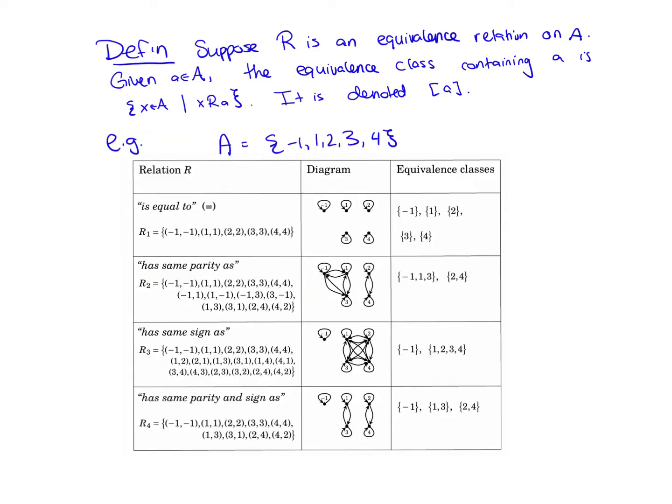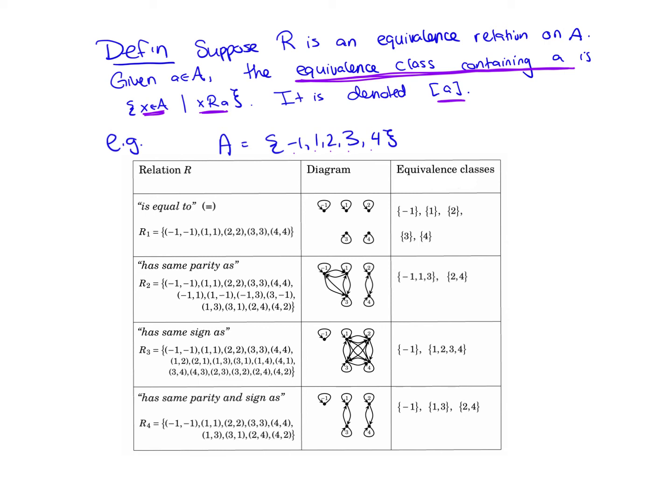So again, if I have an R, which is now an equivalence relation, not just any old relation, then if you have an a in the original set, the equivalence class containing a, or the equivalence class of a, is the set of x in A such that x is related to a. So all of the things that are related to a, and that's denoted as this bracket a. So let's look at an example here. So I've got this set A, which is -1, 1, 2, 3, 4.